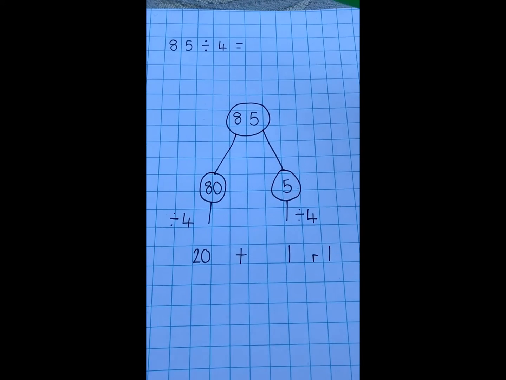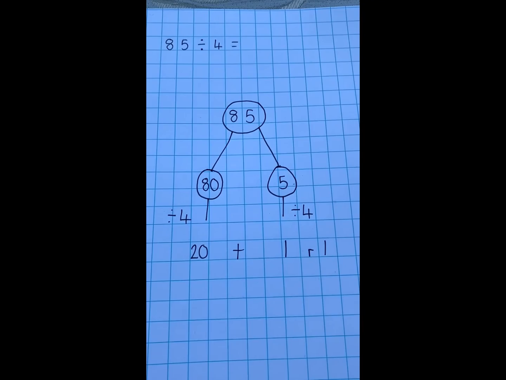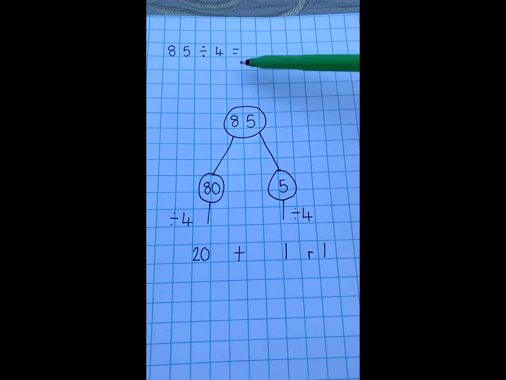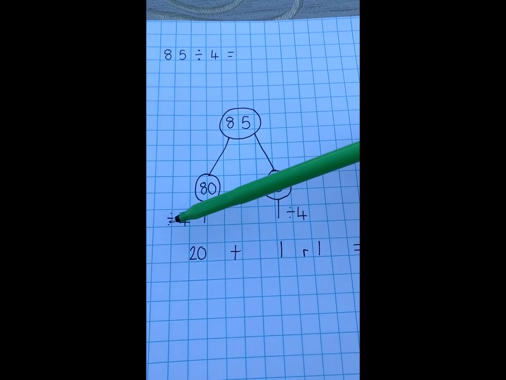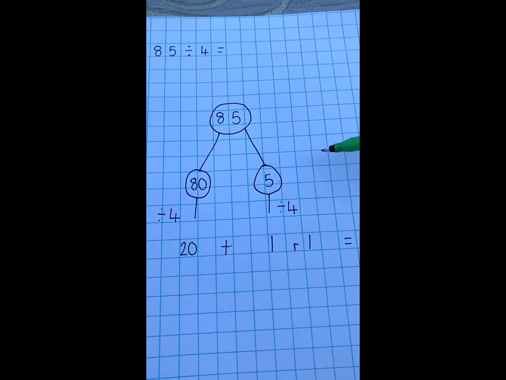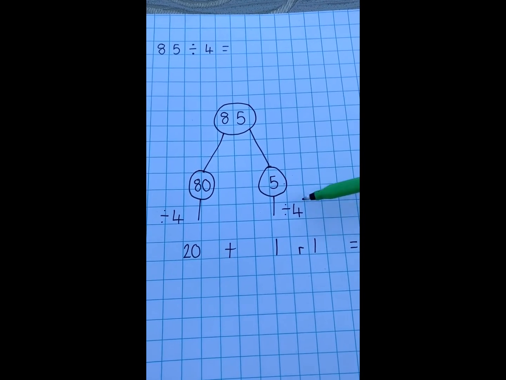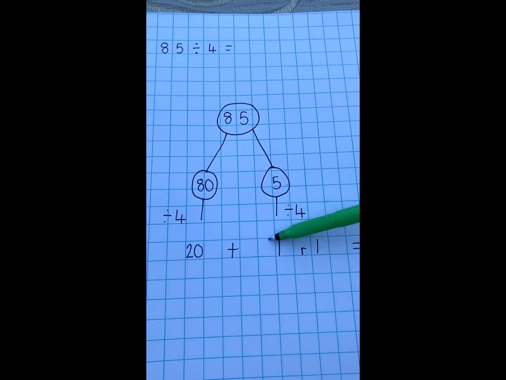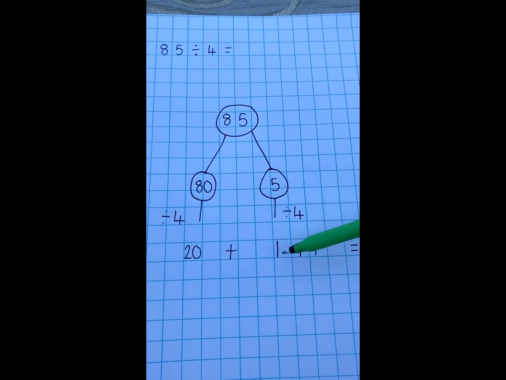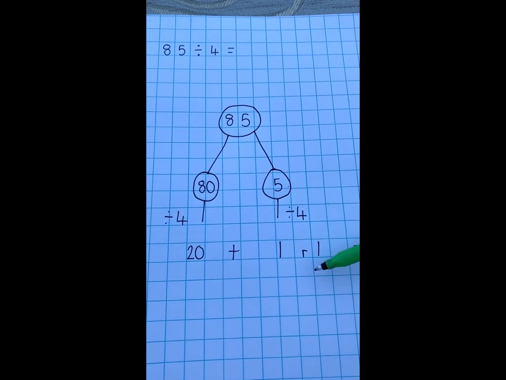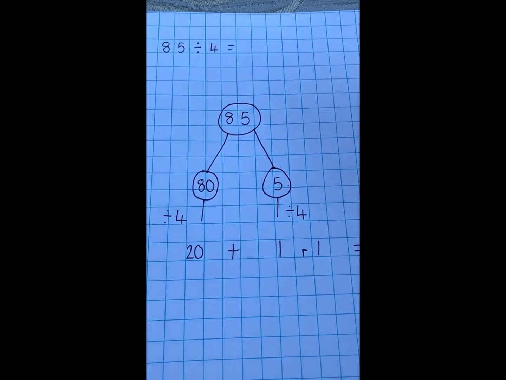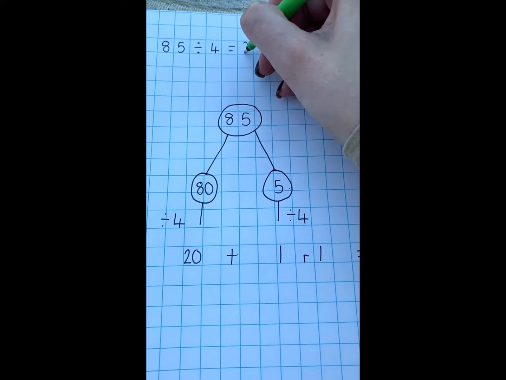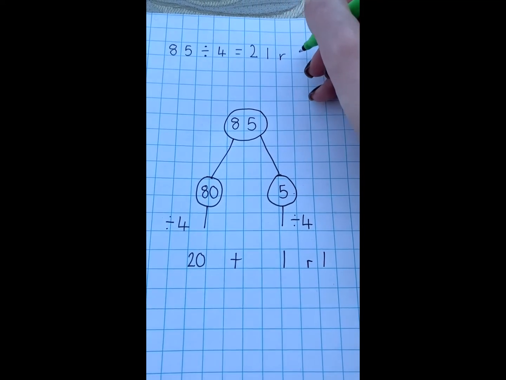Okay, here's what this question looks like in a part-whole model. So 85 divided by 4, we've partitioned it into 80 and 5 because we know 80 divided by 4 is 20 and 5 divided by 4, the closest you can get to that is 1 because 1 times 4 is 4 and you have a remainder of 1. So if we add 20 plus 1, remainder 1, it gives us the answer of 21 remainder 1.